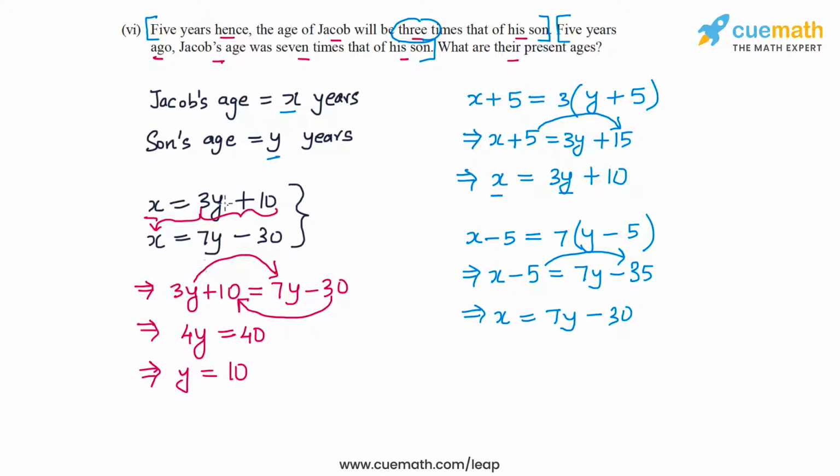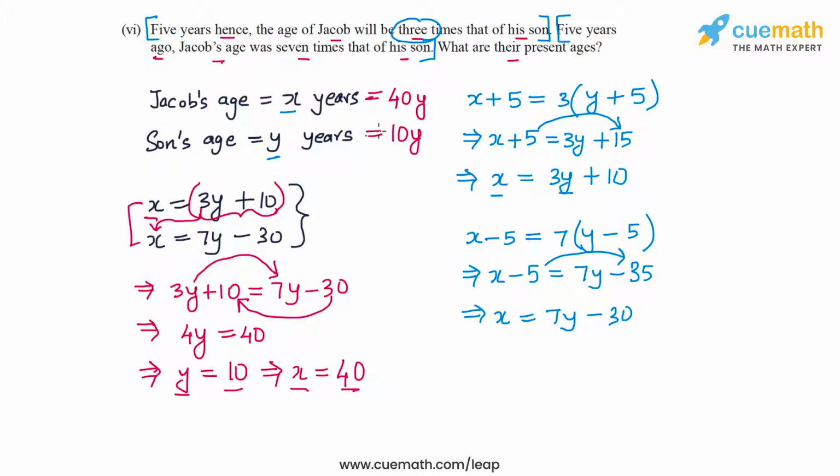So y is 10, and then from any of these two equations we can find the value of x. So let's use the first equation. So x is equal to 3y plus 10, or 30 plus 10, or 40. So x is equal to 40 and y is equal to 10. So Jacob's present age is 40 years and his son's present age is 10 years.